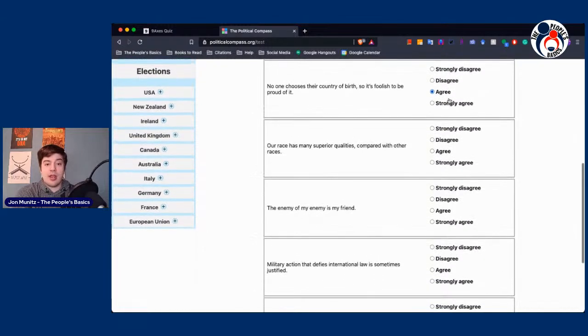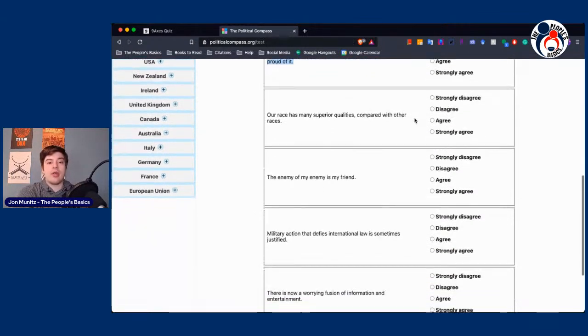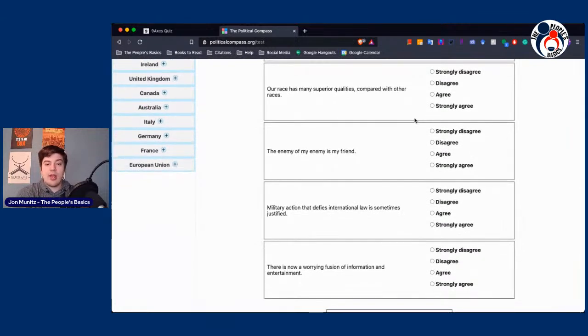So I'm going to say disagree, actually. I put agree, but I read the question wrong. So it says no one chooses their country of birth, so it's foolish to be proud of it. I disagree with that. People can be somewhat proud of their country. Next, our race has many superior qualities compared with other races. Strongly disagree. We are all equal.